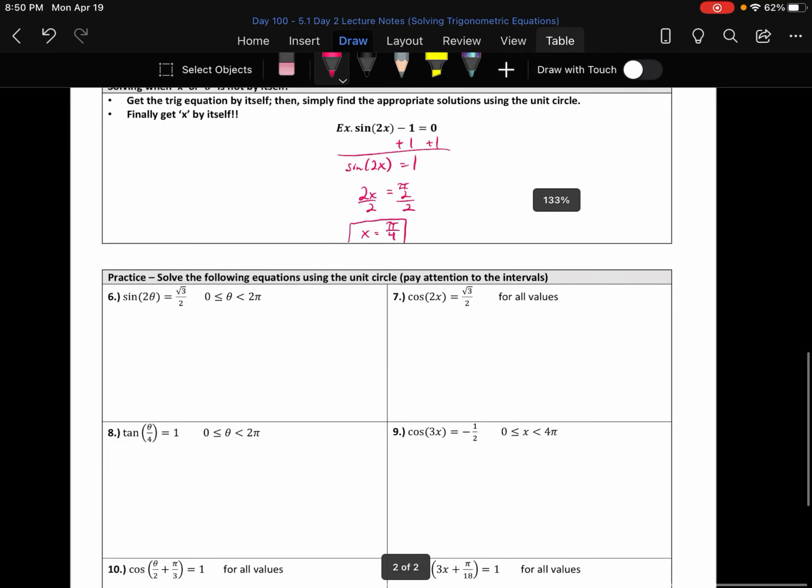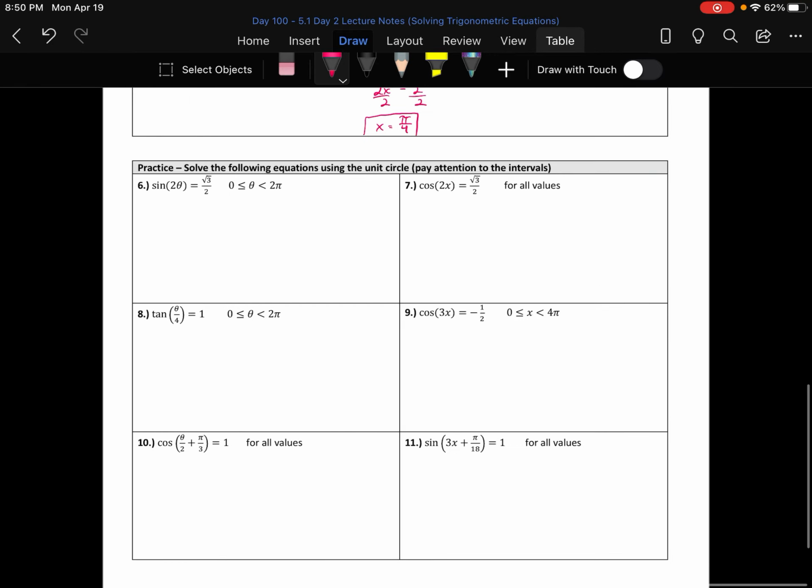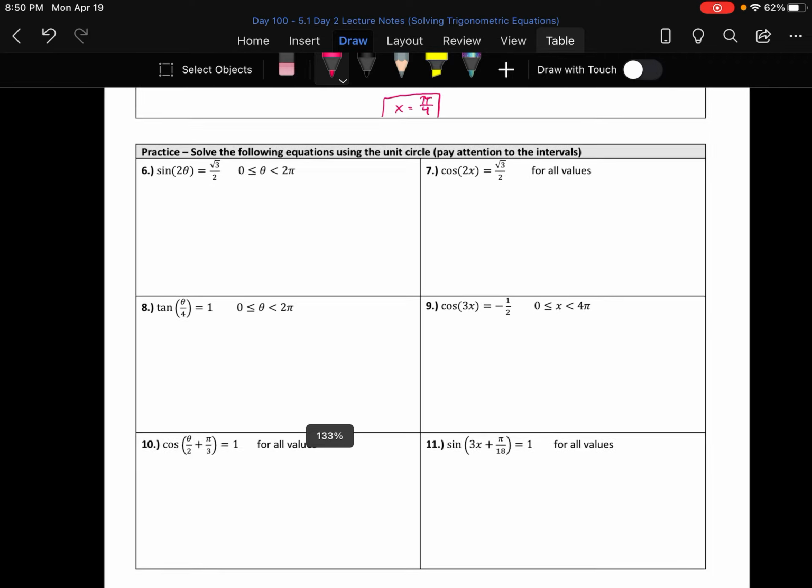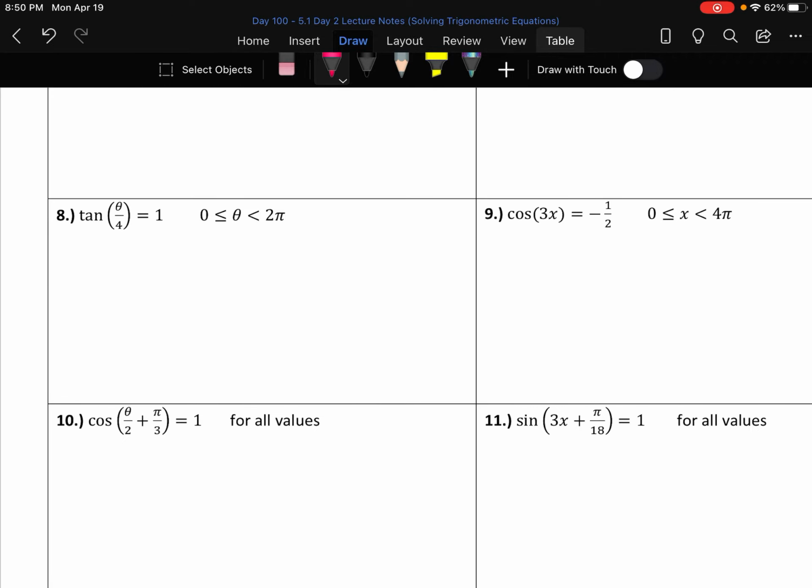Okay, so let's do one more example here. Which one was it that I wanted to try out? I think it was number 10. Yeah, let's do one more here. So number 10, let's look at number 10 because number 10 is a little bit more complicated.